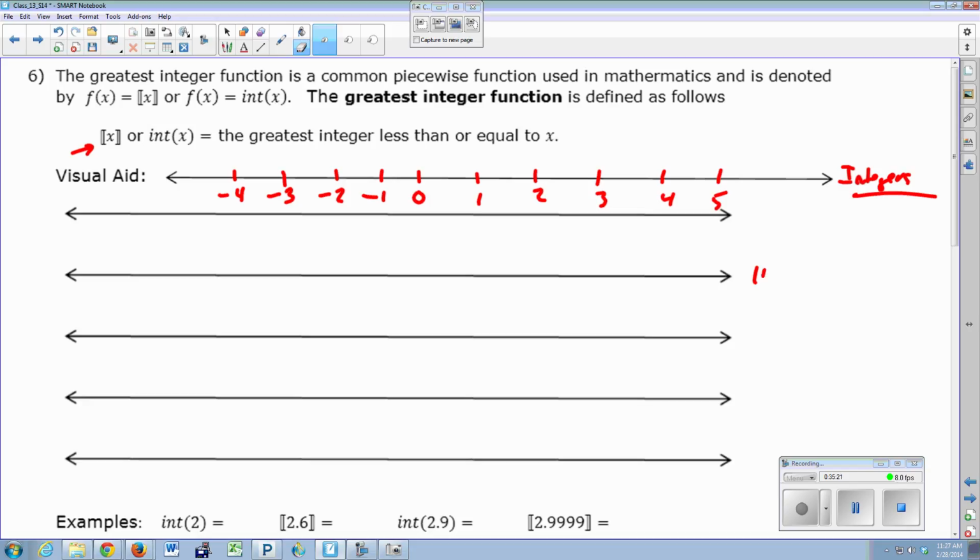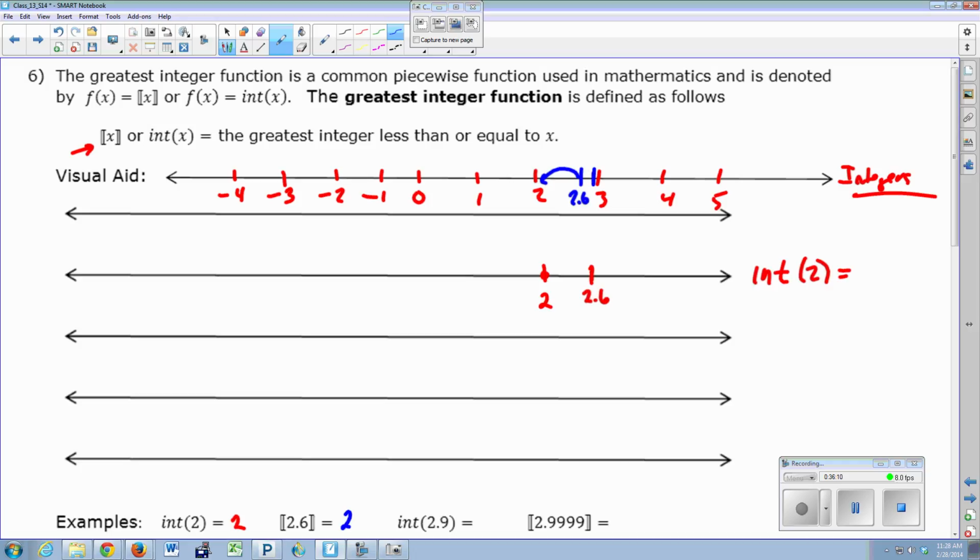Now when you see this and you're asked to evaluate it, it might help you to visualize where that is on the number line. The number there is 2. What's the greatest integer less than or equal to 2? 2. Okay, we're done. Now let's do the next one, 2.6. Let's visualize where that is on the number line. What's the greatest integer less than or equal to 2.6? What's the integer that comes before 2.6? 2, right, you've got to go backwards. So that's 2.